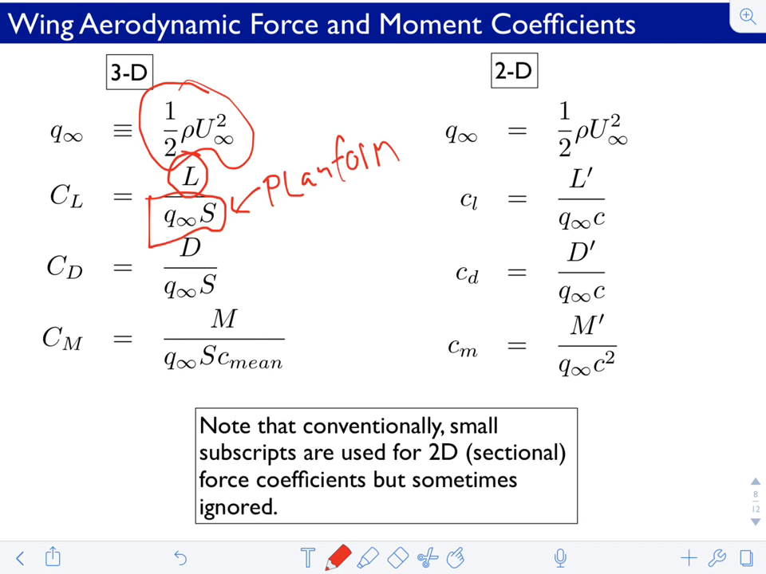For the drag coefficient, we'll use the same non-dimensionalization, Q infinity times S. Q infinity always appears in the denominator. It's just a question of what do we use for our characteristic areas or length scales if we're dealing with moments.